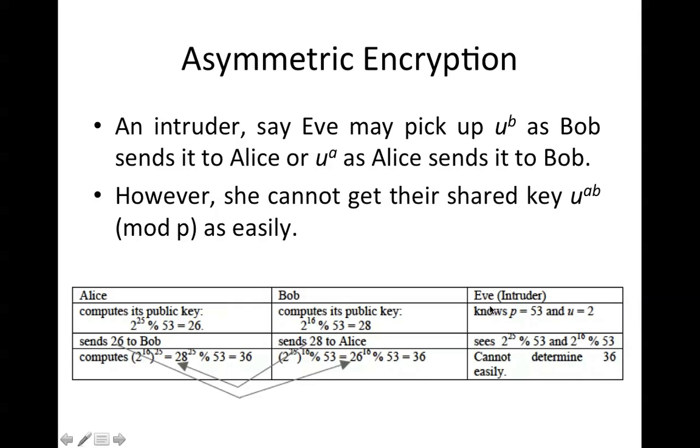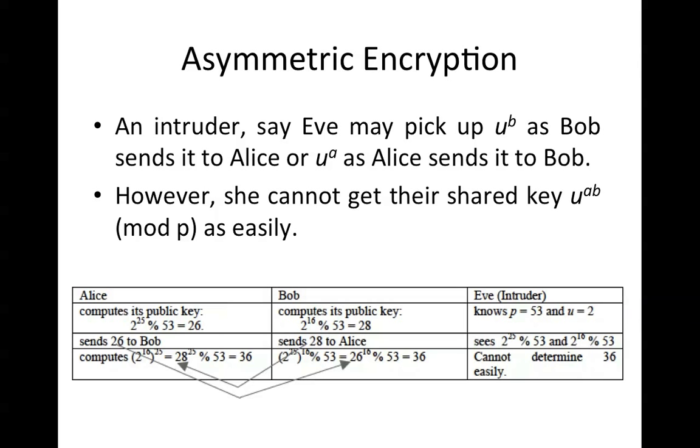Eve, on the other hand, let's say that Eve actually knows P, which is equal to 53, and she also knows the primitive root that Alice and Bob use to generate their public keys, and that is equal to 2. So Eve knows these 2 things. She also sees, let's say, the 2 numbers, the so-called public keys of Alice and Bob. But she cannot determine 36, the shared key, as easily.